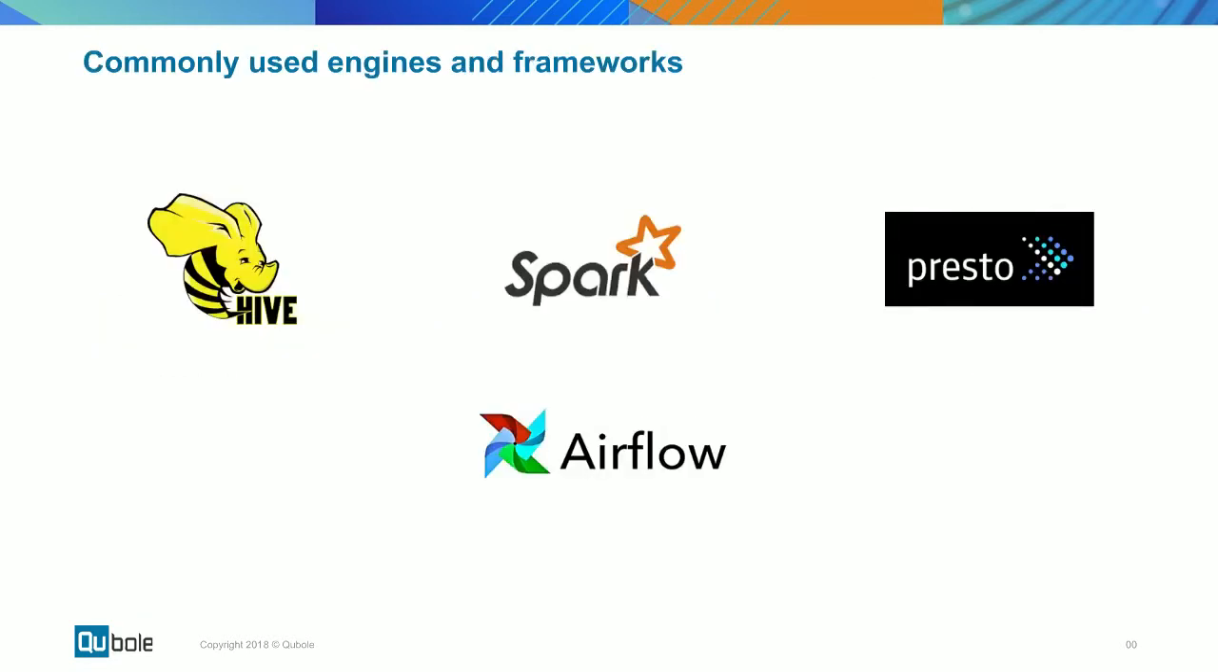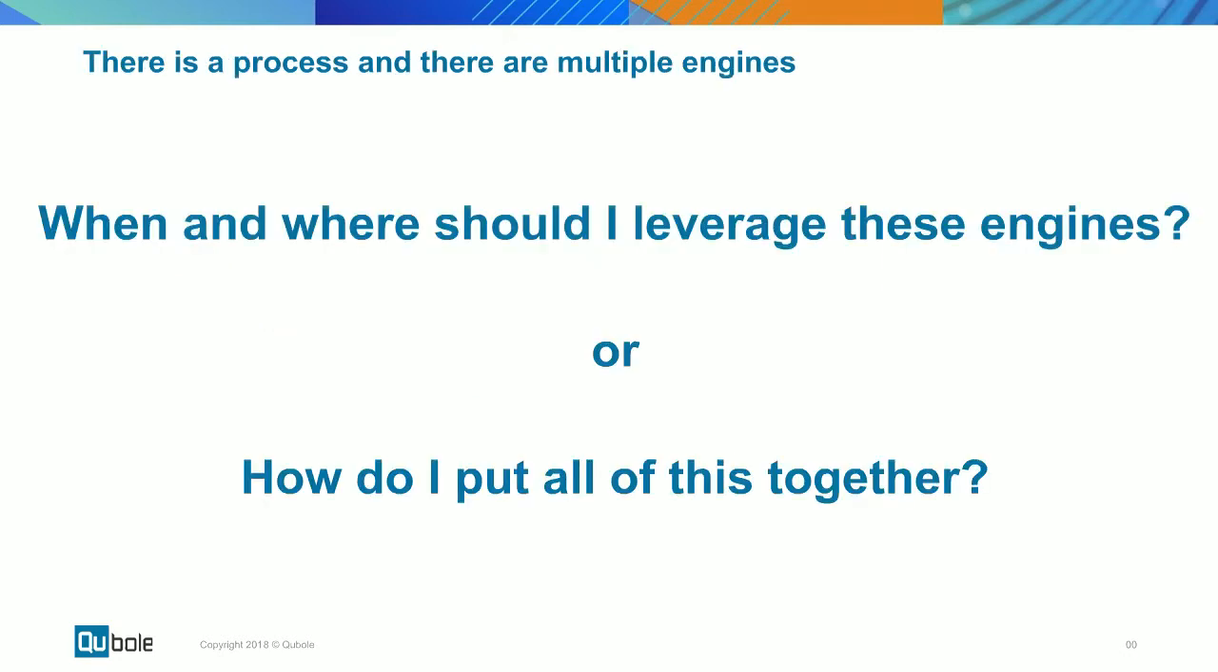So what are those engines that we're talking about? So the most commonly used engines for building these machine learning data pipelines are Hive, Spark, Presto, and here I have Airflow, which is not quite an engine, it's more of a framework that allows you to orchestrate the flow of these data pipelines. So we have a process, we discussed that process, had a pictorial of it, and then we have engines.